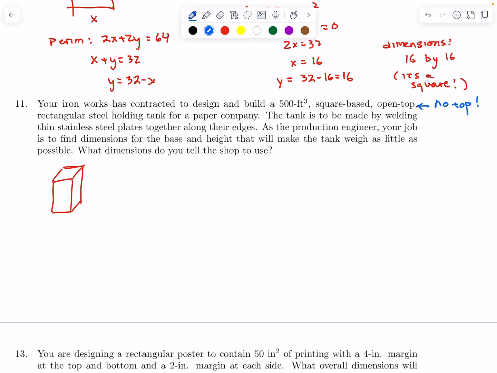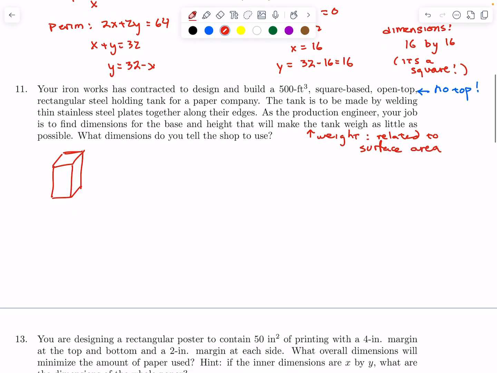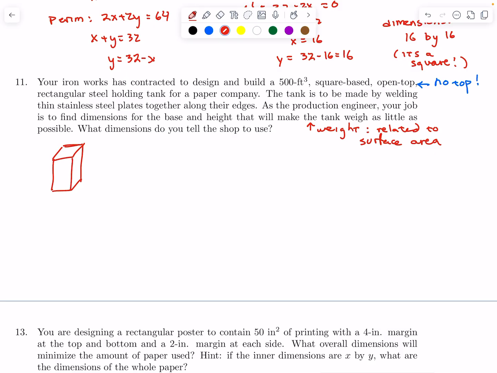So let's see. We want to weigh as little as possible, and the weight is not the volume. The weight is related to the surface area. So this is just like the cost, except everything's being made out of the same stuff, so you don't have to worry about multiplying to get a cost. So surface area, 1x squared, but not the other one.